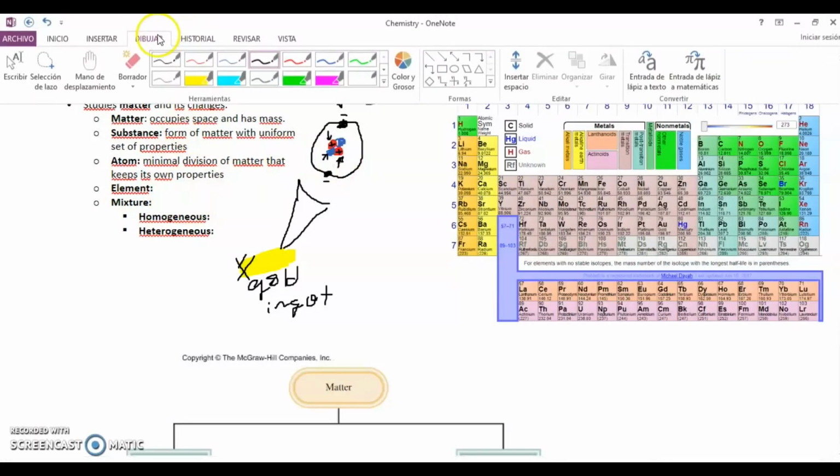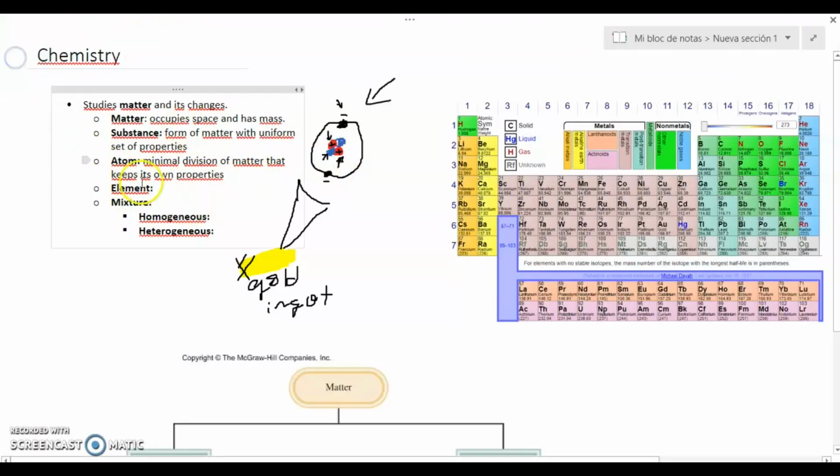Now let's dive into what an element is. An element is essentially a specific type of atom. Or you could see it as an atom with a specific amount of protons and specific properties. For example, let's say an atom of hydrogen. So if I have a bunch of these atoms of hydrogen in a closed space, at room temperature, they're going to be a gas.